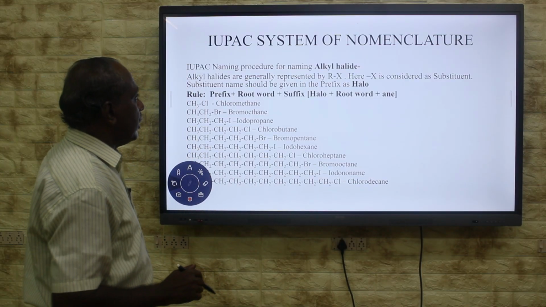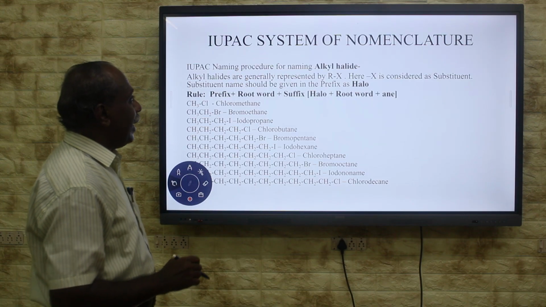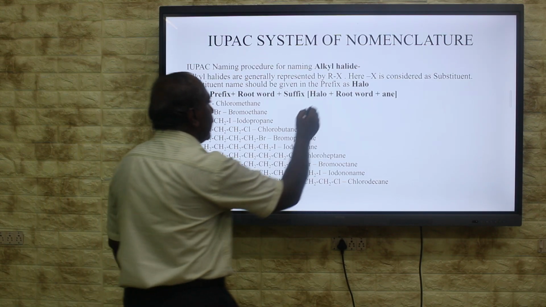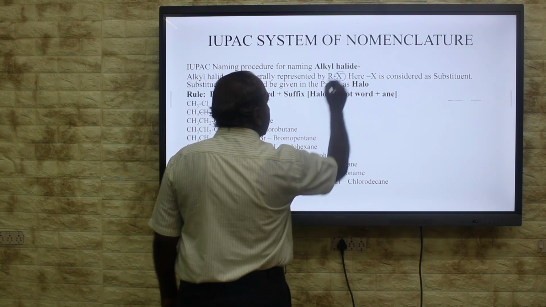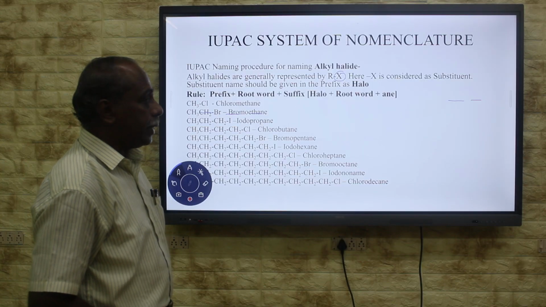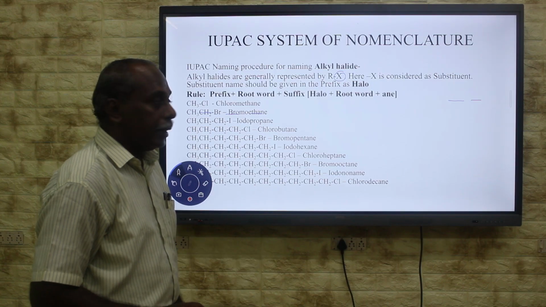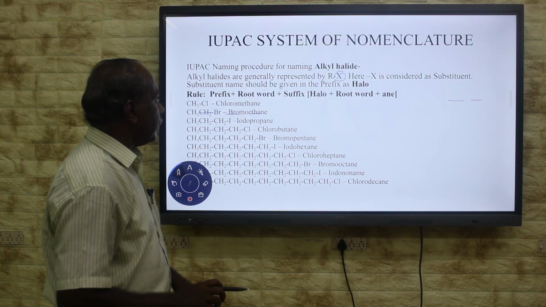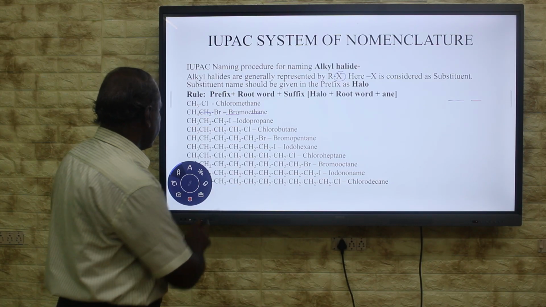IUPAC is the naming procedure for alkyl halide. Here, the halide, the X name, is given in the primary prefix. Then the alkyl name is given in the carbon chain, the root word. Then, as it is saturated, you should add A and E.